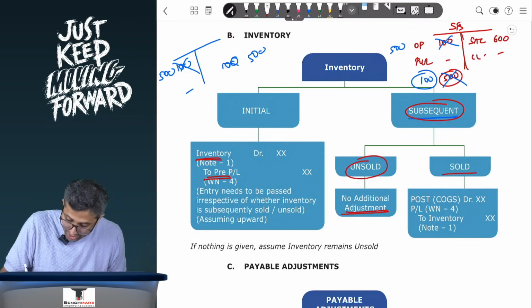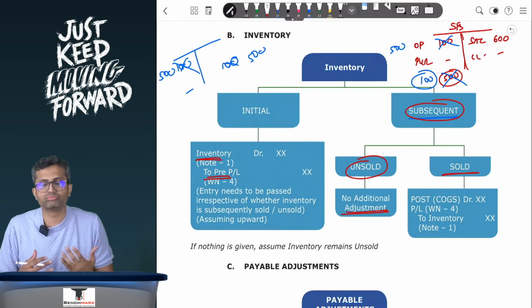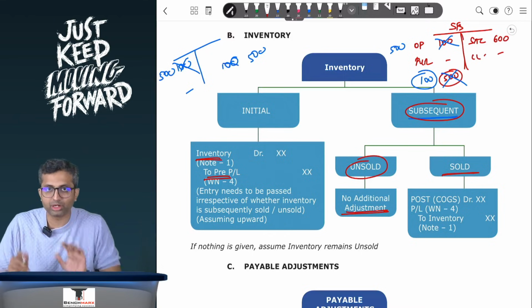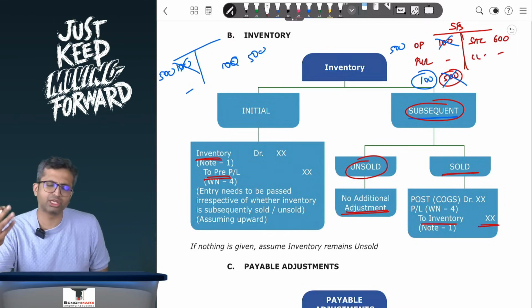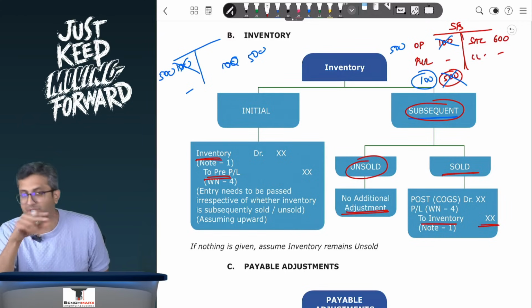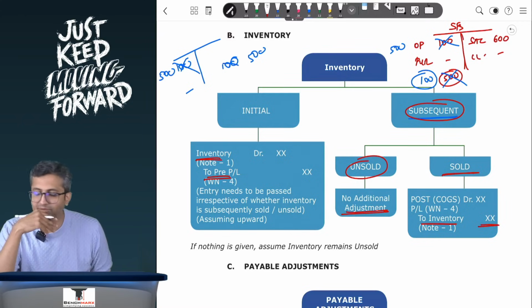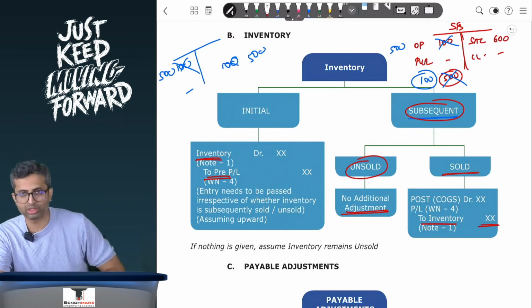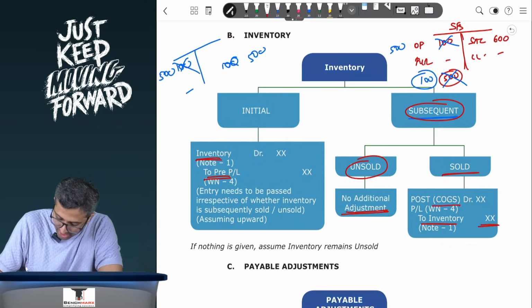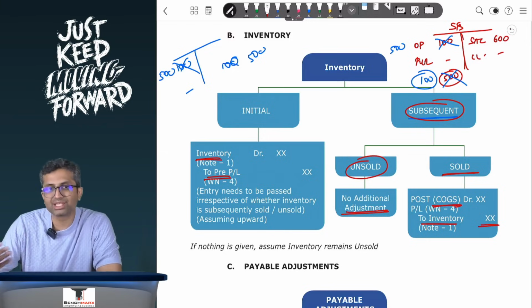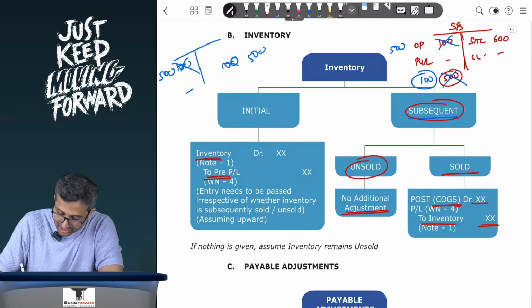But if it is actually sold, then debit what comes in, credit what goes out. Inventory is going out, so inventory will be credited by the fair value adjustment. Inventory was already credited by 100, it should have been credited by 500, which is the fair value, and hence the additional 400 will be adjusted, and the second effect is that your COGS will increase because of that. COGS is for the sale happening during the year 25-26.